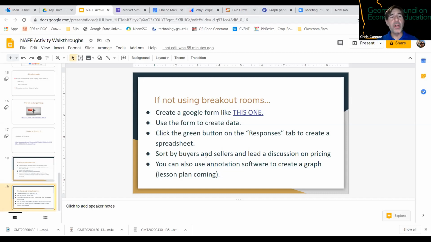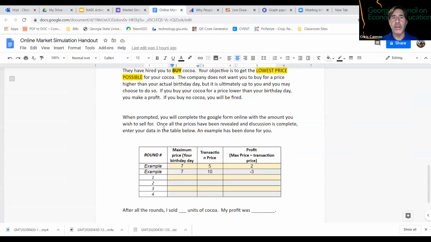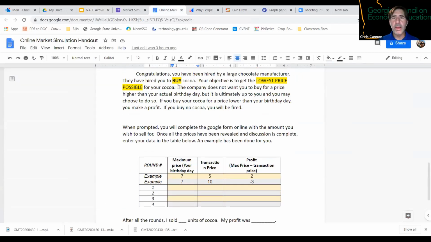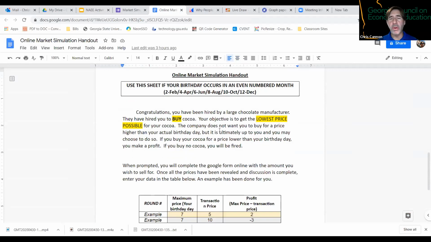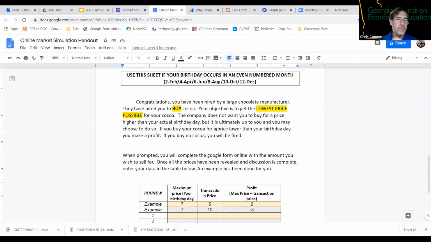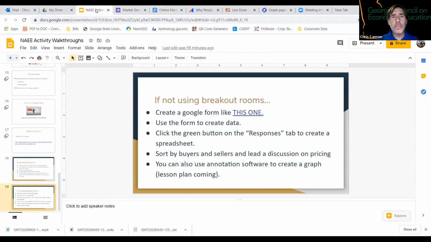Now, it also said on that sheet right here, I skipped over this, that if you don't buy or don't sell any cocoa, you're going to be fired. So you have an incentive to sell, or buy, whatever your number is. So don't just go in and be like, I don't care about that, I'm just going to go ahead and put 31 up there. Be careful about doing that unless your birthday is 31, and that's unfortunate. And if you're a buyer, you're going to be buying, obviously.